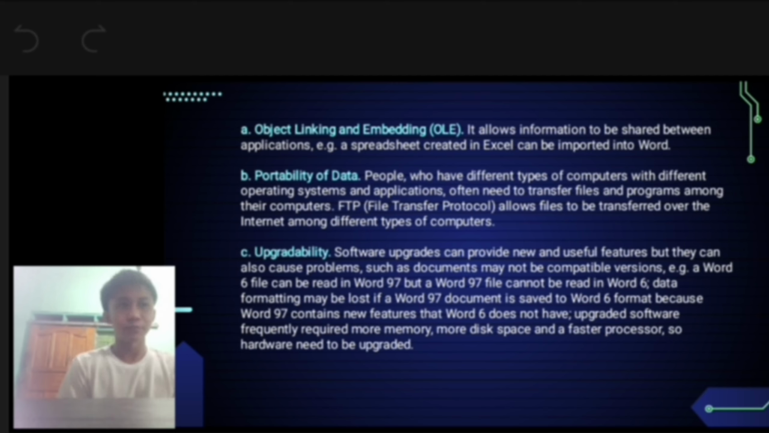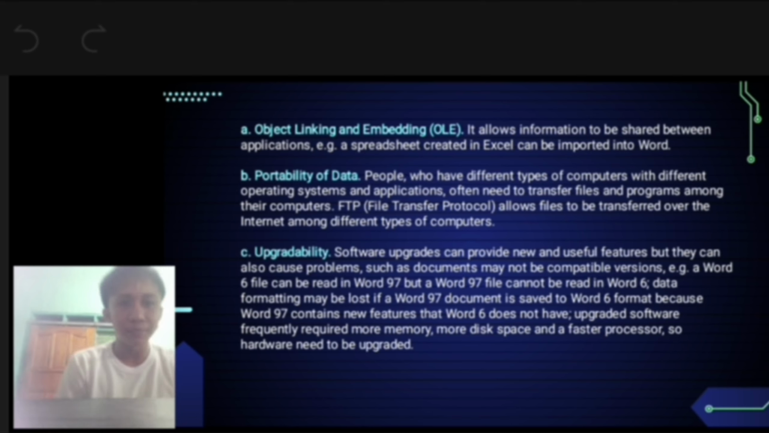It is important when individuals with different types of computers, operating systems, and applications need to transfer files and programs between their machines. File Transfer Protocol (FTP) enables the transfer of files over the internet across various computer platforms.